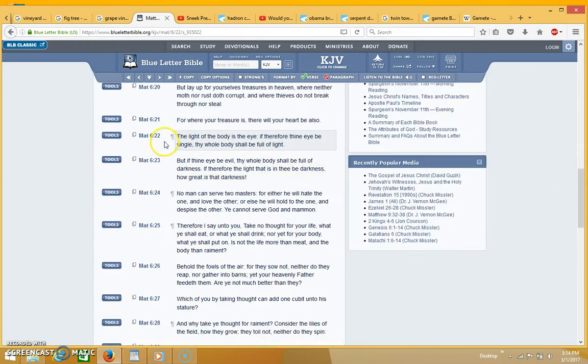And this is why Jesus said, "The light of the body is the eye. If therefore thine eye be single," because the other one has been cast down, "thy whole body shall be full of light. But if thine eye be evil, thy whole body shall be full of darkness. If therefore the light that is in thee be darkness, how great is that darkness? No man can serve two masters, for either he will hate the one and love the other, or else he will hold to the one and despise the other. You cannot serve God and mammon."